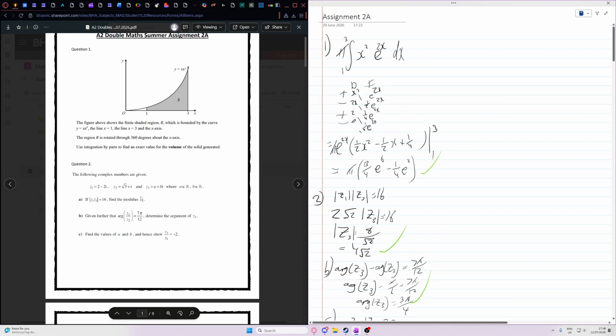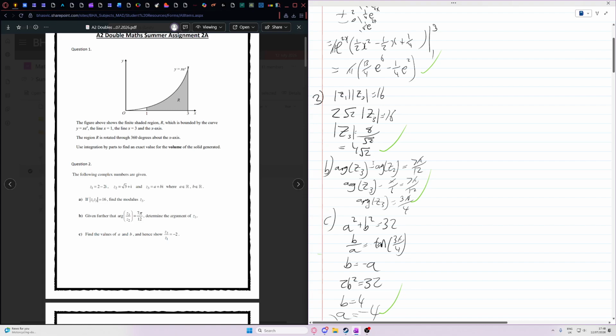Question 2. This is a rule you have to know. The modulus of two complex numbers multiplied together is the same as the moduli multiplied separately. So you can just find the modulus of z1 and then solve for the modulus of z3. Then you can find the argument.